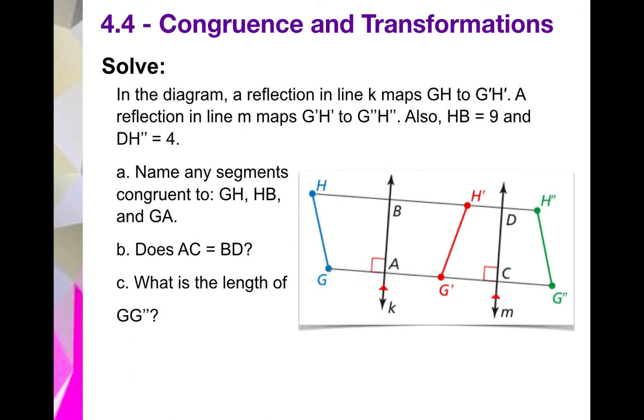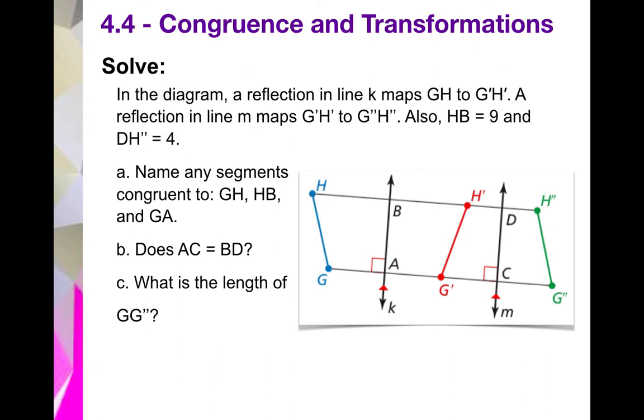The next question is AC. A to C, is that the same distance as B to D? And the answer is yes, because we have parallel lines here, and we have a perpendicular line here. And this has to be a perpendicular line because by the definition of reflection, reflections have to be across a line of reflection perpendicular. So this distance here, BD, has to equal AC.